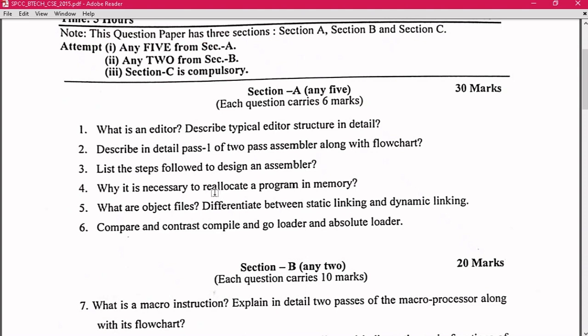And then the relocation concept, and then object files, static linking and dynamic linking, and comparison between the compile-and-go loader and absolute loader. So basically all the questions are related to your editor, assembler, and loader and linking. All these things you need to read, and these are very easy. Once you understand the concepts related to these topics, it is very easy to write.